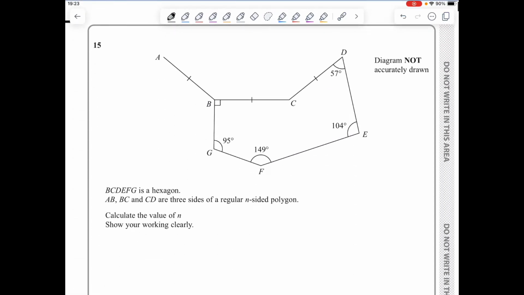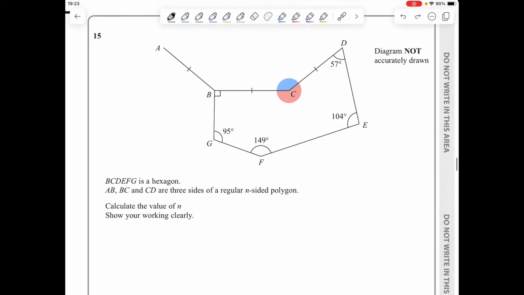In question 15, I'll first find the reflex angle C, marked in red, which is part of the hexagon, and then I'm going to use that to find the obtuse angle C, marked in blue, and finding that one will enable me to work out the value of n from the n-sided polygon above. So let's begin with the hexagon.